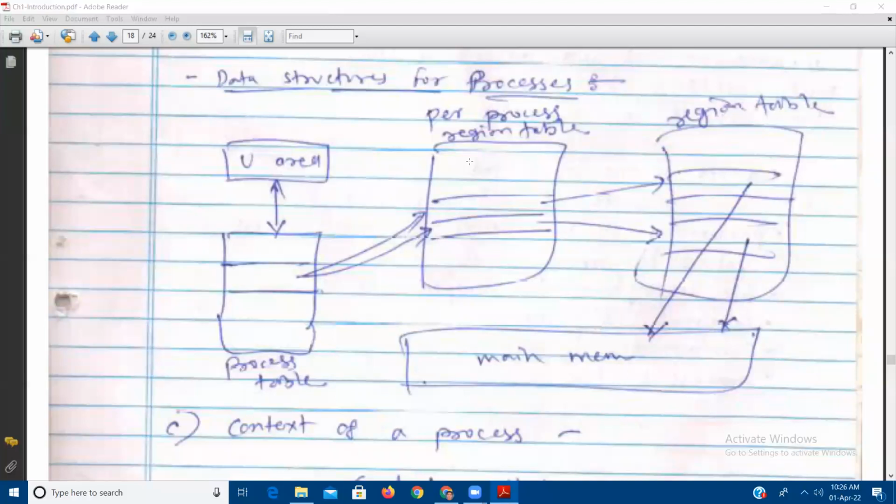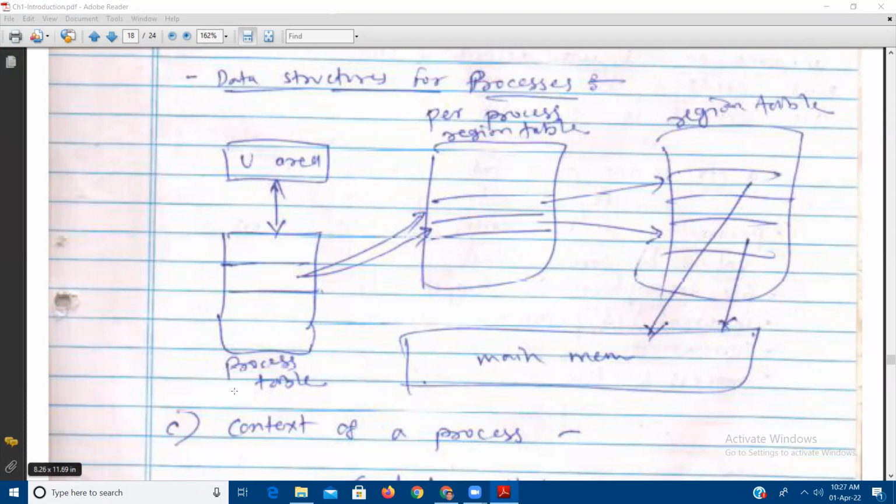So the U area, per process table and region table: these are the global tables, and the per process region table is the local table. From the per process region table, it points to the actual region table. So for example, the text region.